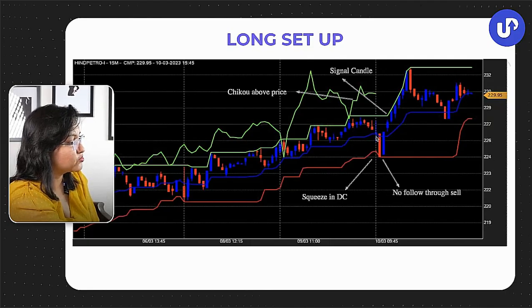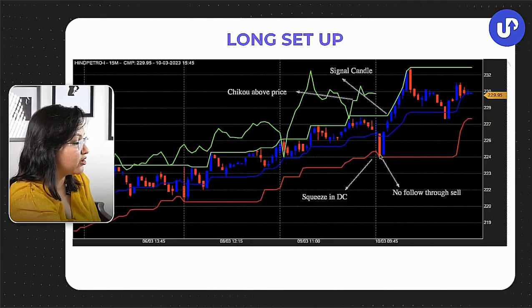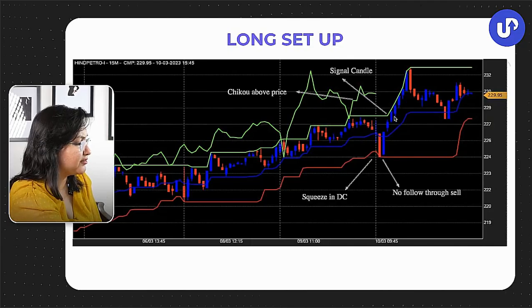The prices went and dropped to the lower band. So obviously the trade setup was not yet active because Chikou was above the price. We want the Chikou to be below the price if the prices are going and sticking to the lower end of the Donchian channel. So eventually I waited for almost an hour, and after about 45 minutes I got a signal, because each candle is of 15 minutes.